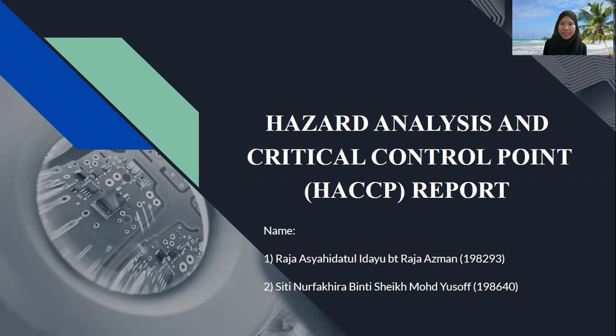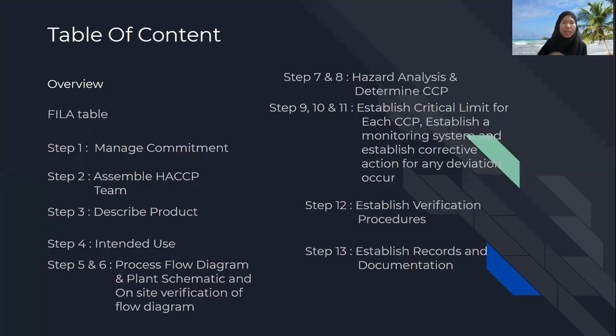about our hazard analysis and critical control point, which is our HACCP plan. This is our table of contents, which consists of the overview, filler table, and all the 13 steps that are needed in the HACCP plan.